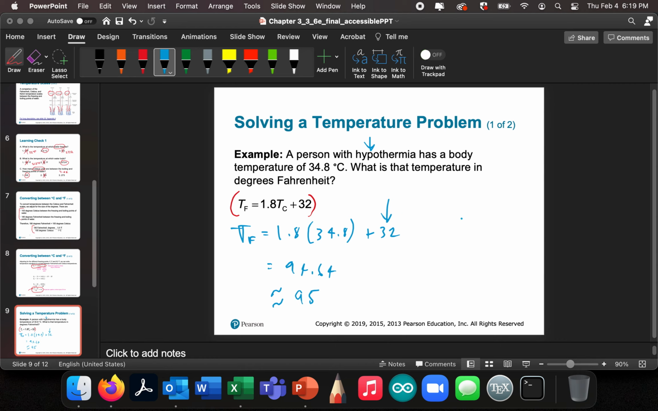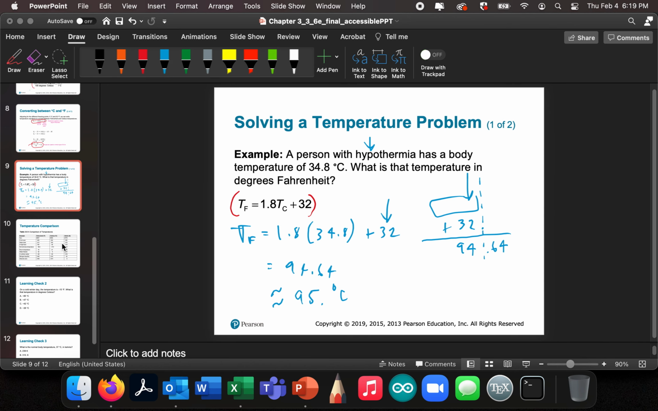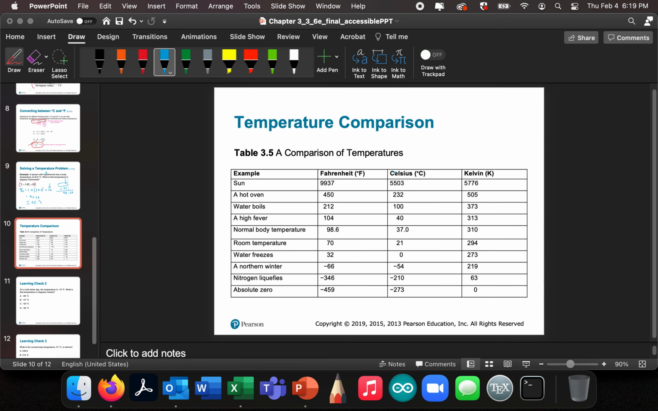Whatever this number is, I'm going to add it to 32. Remember I told you I'm always going to do that dotted line right there. And so this comes out to be 94.64. But since we only go to the ones place here, I can't report any more precise than that, so it's going to be 95 degrees Fahrenheit.